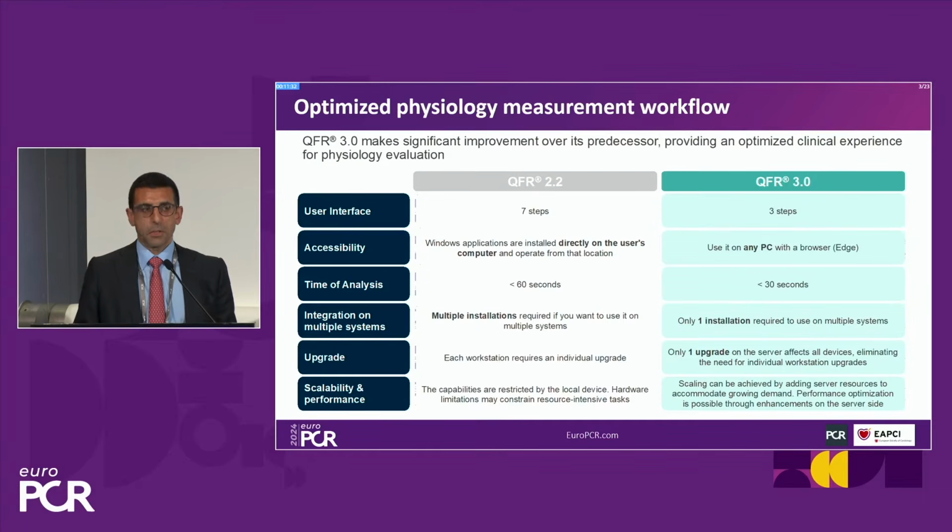So what is different with the QFR 3.0? You know that the QFR is a software to evaluate the physiology, so the FFR, but by angio, without any guide wire, without any microcatheter, just by angio. So I guess that we all know about the QFR 2.2, which was the previous version. And the difference between the previous software and this new one is summarized here in this table. Which are the most interesting to me?